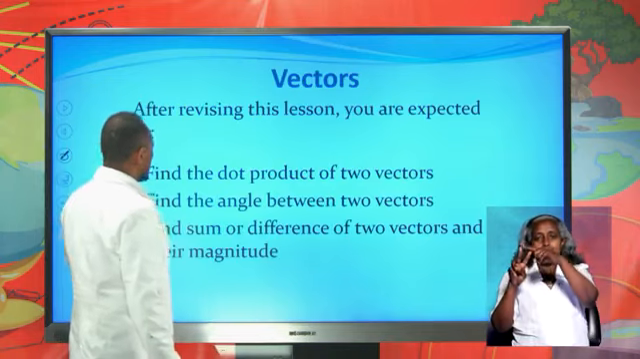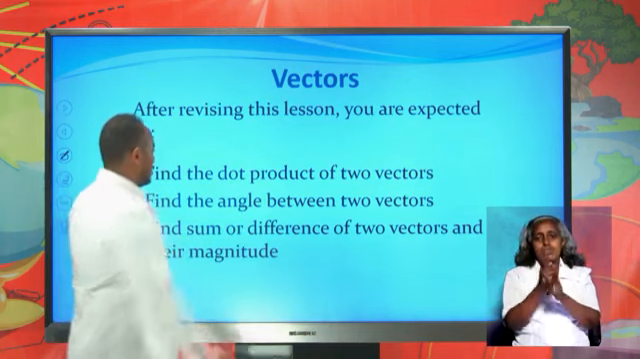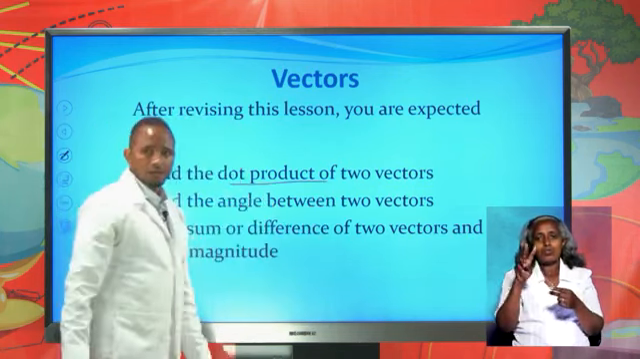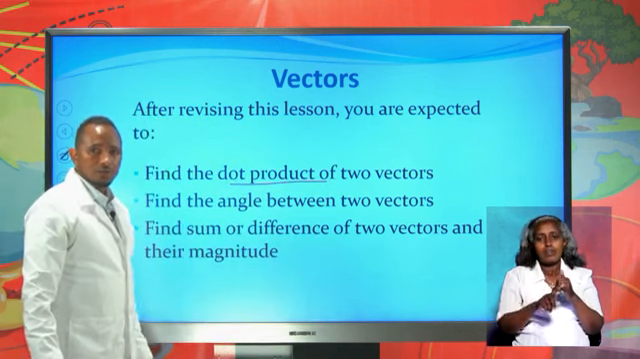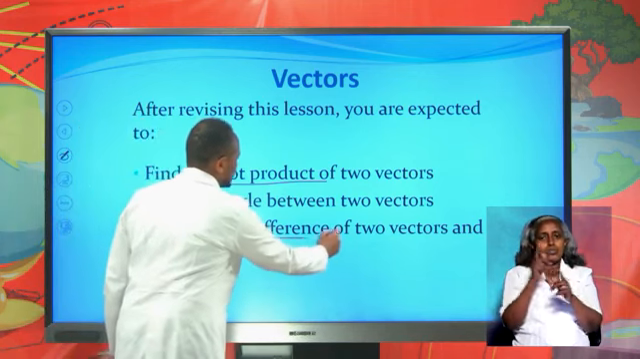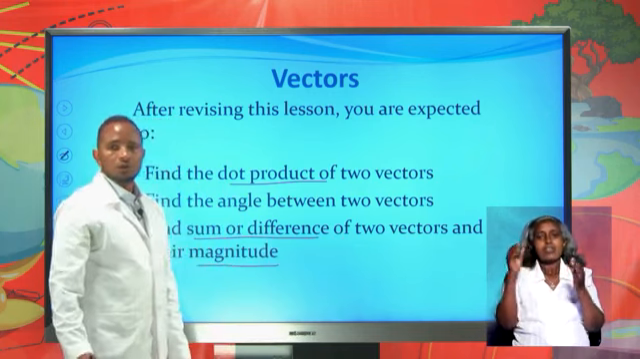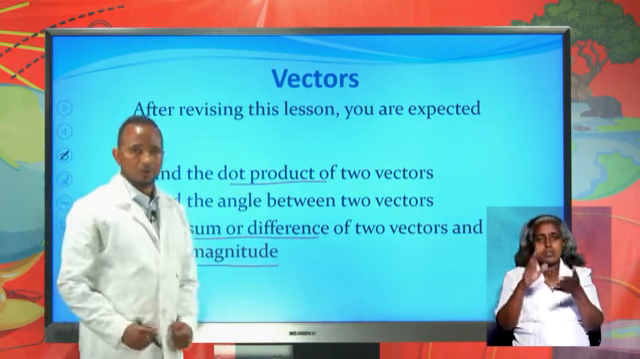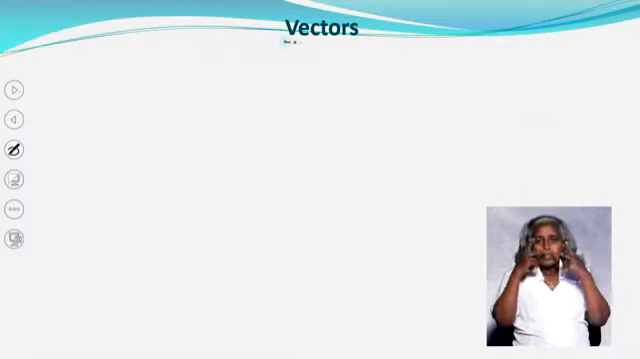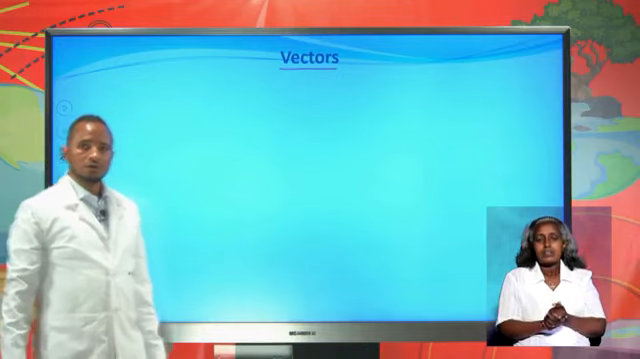After revising this lesson, you are expected to find the dot product of two vectors and find the angle between two vectors, and you are also expected to find the sum and difference of two vectors, including their magnitude. So now let's see the lesson one by one. Let's see about vectors, starting from lower grade.